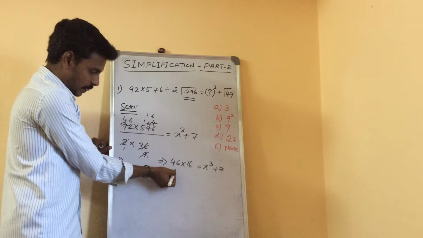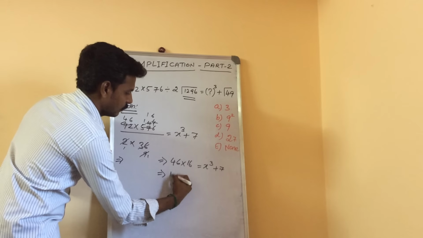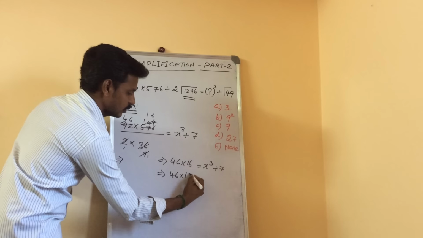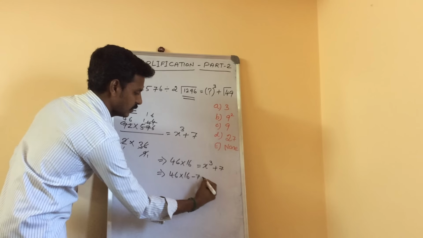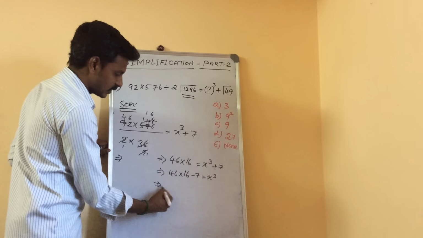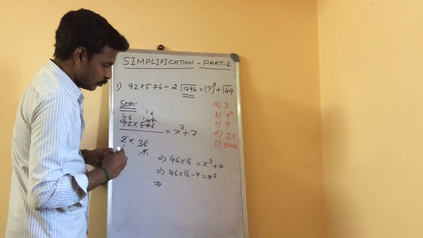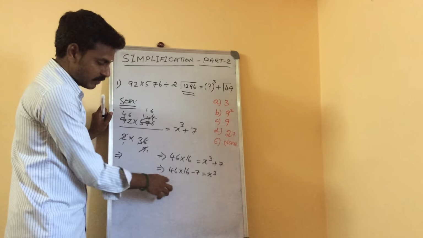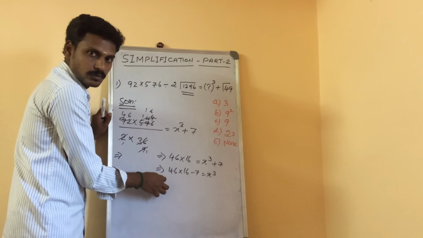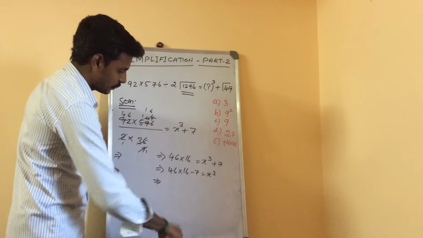At last we have this value. Now 46 into 16 minus 7 equal to x cube. What is the target? We need to find the value of x. Now there is no need to find the whole value, no need to multiply all these values. Here comes the shortcut way.